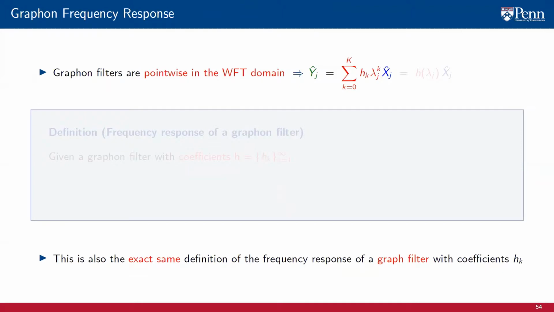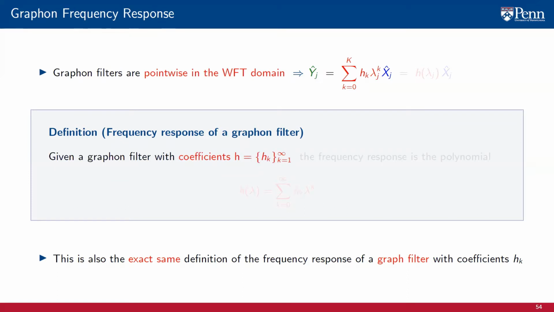Since the jth component of the Graphon Fourier transform, y hat j, depends only on the jth component of the Graphon Fourier transform of the input signal, x hat j, and a polynomial on the jth eigenvalue, we can conclude that Graphon filters act pointwise in the Graphon Fourier transform domain, in the same way that graph filters act pointwise in the graph domain. That pointwise characteristic of Graphon filters in the Graphon Fourier transform will allow us to define the frequency response of a Graphon filter.